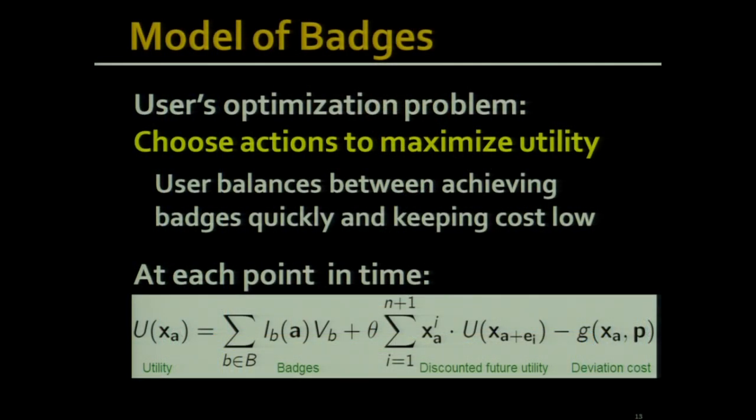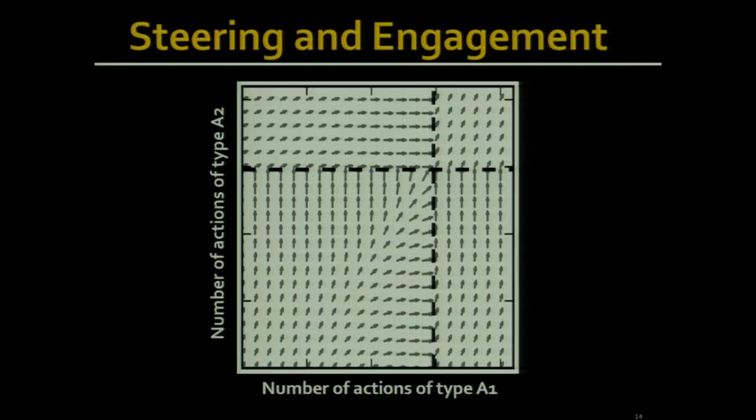And we can write this down as a simple Markov decision process if we want to think of it this way, where the user's objective is to maximize the utility of obtaining the badges while trying to deviate from their preferred behavior as little as possible. And this is a very simple computational model of behavior of humans under the presence of badges.